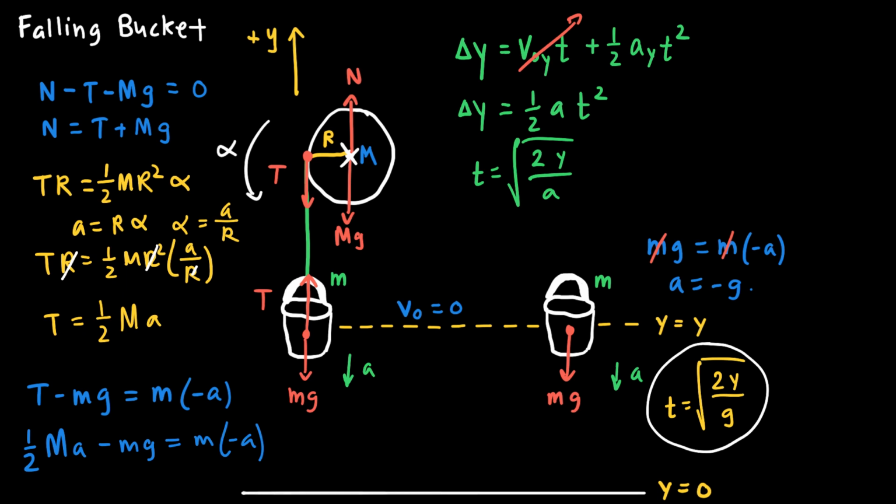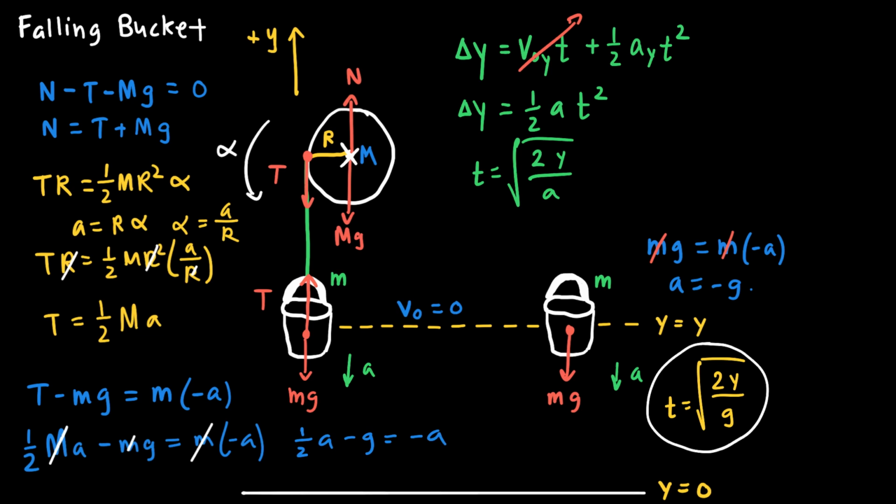So maybe for now, for simplification purposes, I just say that the mass of the bucket is the same as the mass of the pulley, which means that since each term has a letter m in it, then I can cancel those m's. So again, if the masses were actually different, I'm not allowed to do that, but we're assuming that the masses are the same for now. So now with the masses canceled, what do I get? I have 1/2 a minus g equals negative a.